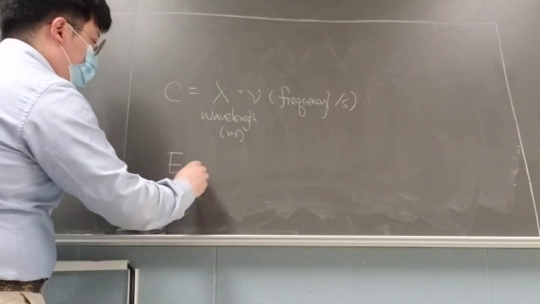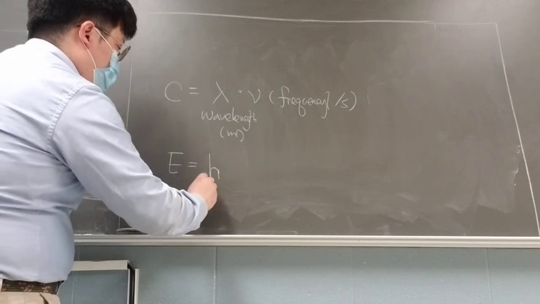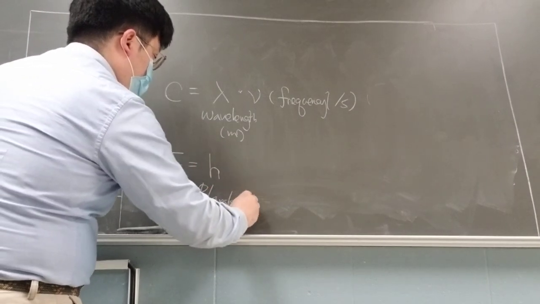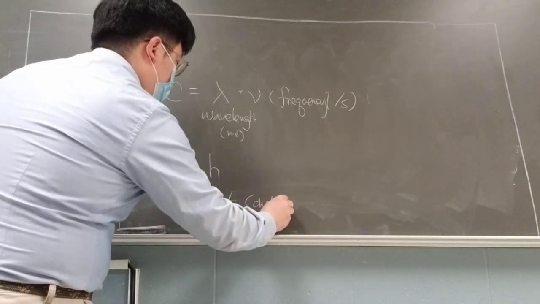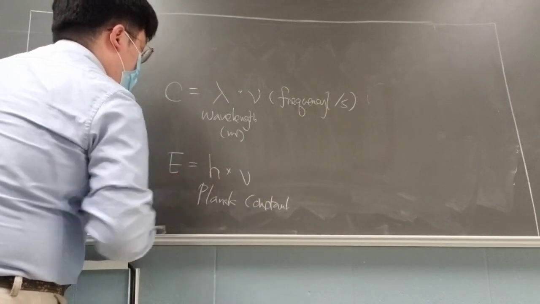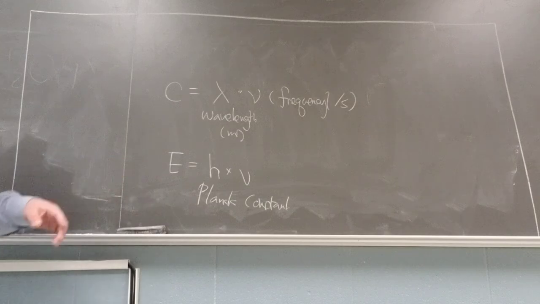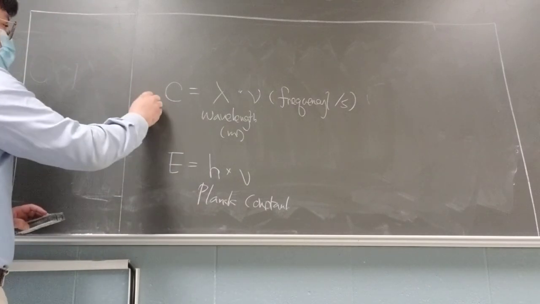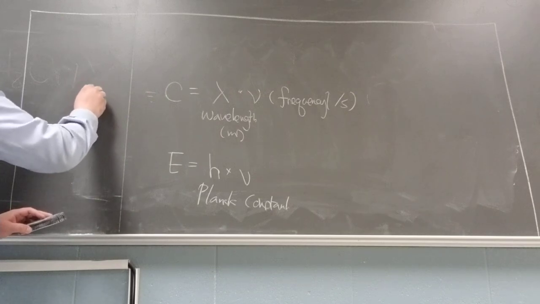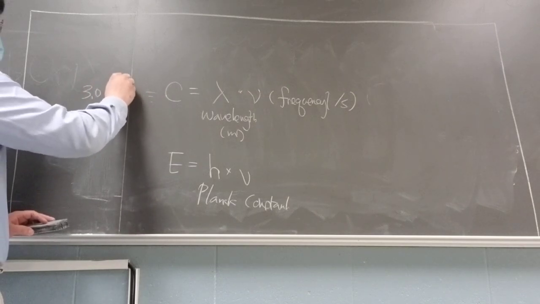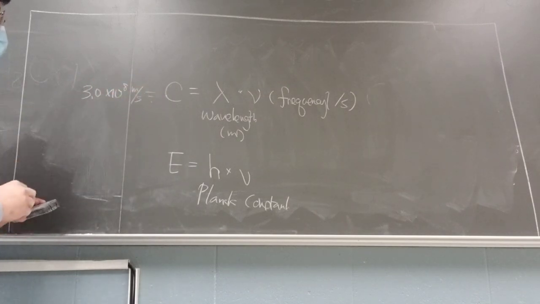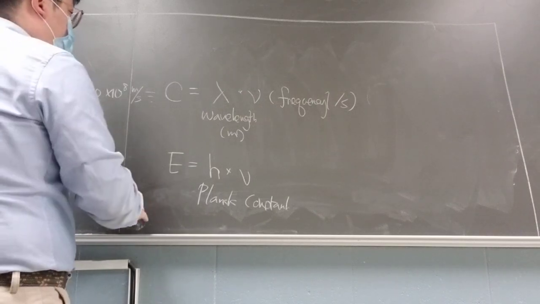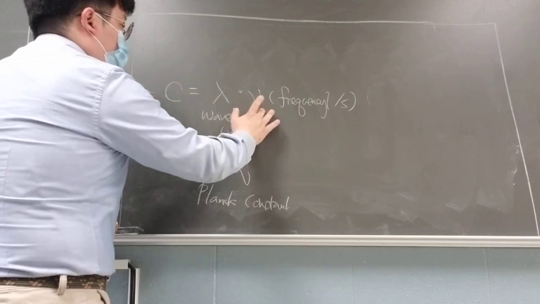So this is energy. It should be equal to Planck's constant times frequency. Okay, so this is what we are about to do. So the speed of light is always 3.0 times 10 to the 8 meters per second. Okay? So what we can possibly do, we actually did, is how we can use this one.